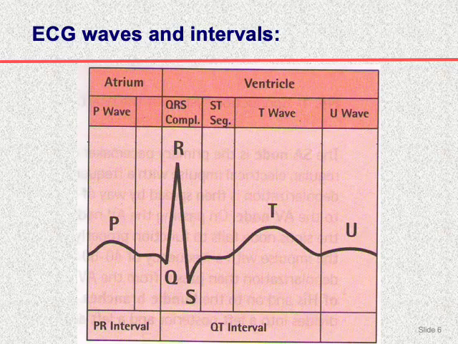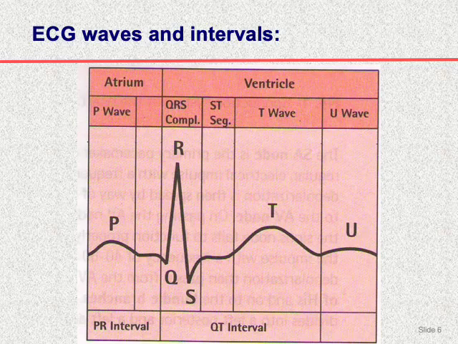So also we have another interval, which is the PR interval, and this PR interval reflects the onset of atrial depolarization to the onset of ventricular depolarization. So it entails the atrial activity plus the delay in the AV node until the impulse reaches the ventricle.